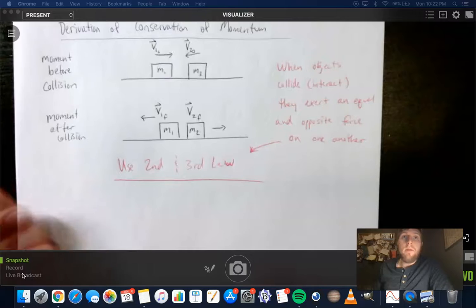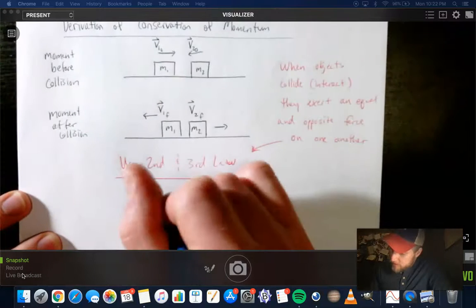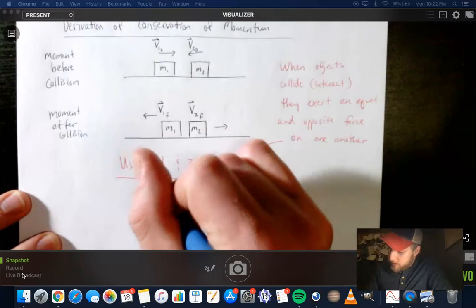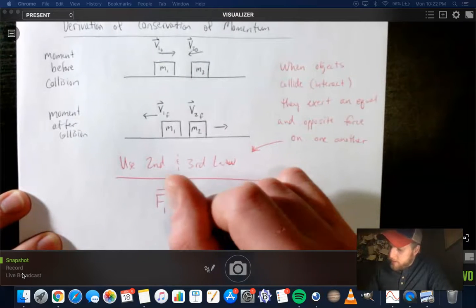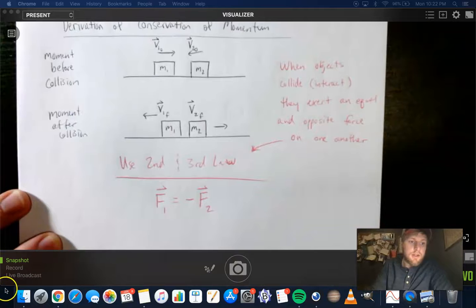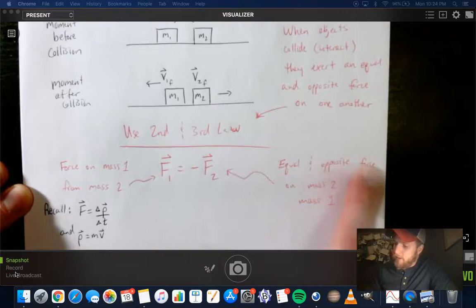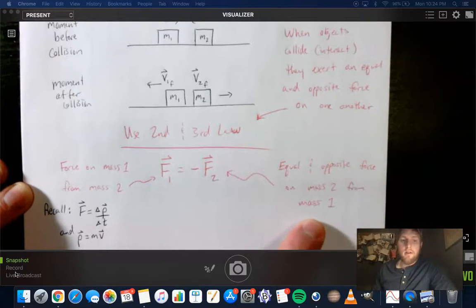So what we mean is that we're going to have the first object, the force on it is going to be equal and opposite the force on the second object. I'm going to annotate those real fast. All right, so this means the force on mass 1 from mass 2, and this is the equal and opposite force on mass 2 from mass 1.